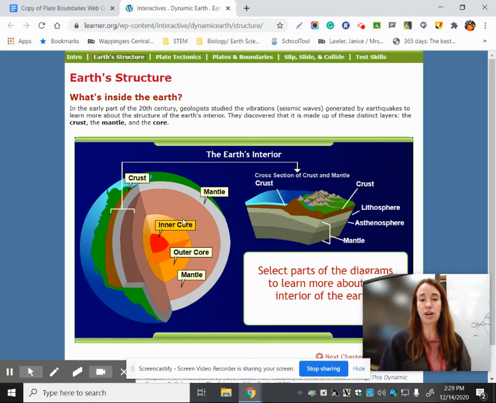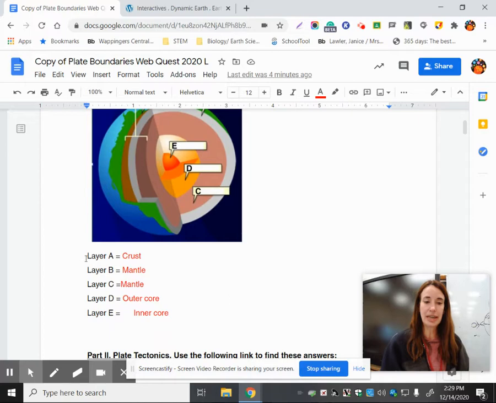Because the middle of our Earth is so hot, it allows us to spin every 24 hours and also go around the sun every 365 days. So again, the inner core is solid, outer core is liquid. The mantle are both liquid, and the crust is solid. Okay, so hopefully you guys filled in A, B, C, D, and E, which is the crust, the mantle, the outer core, and inner core. If you wanted to, you could also put down what type of layers they are.